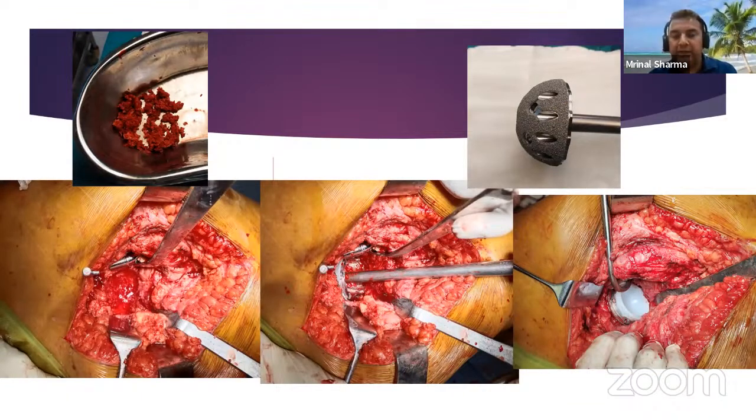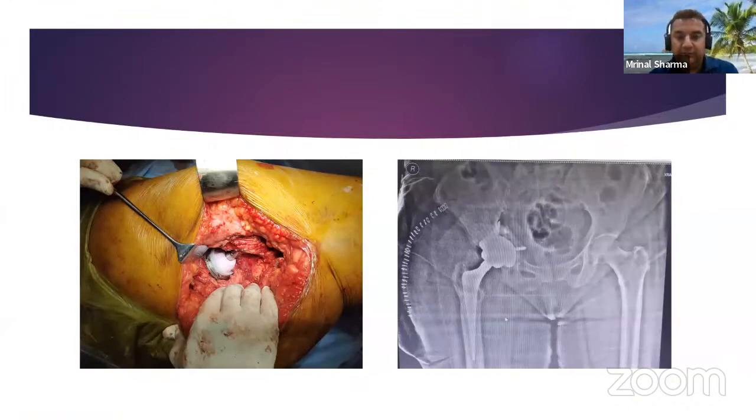I used a multi-hole gription revision cup with peripheral screws also. And this was the final cup placement, and it was stable. You can see that the hip has been reconstructed and it was grafted well.